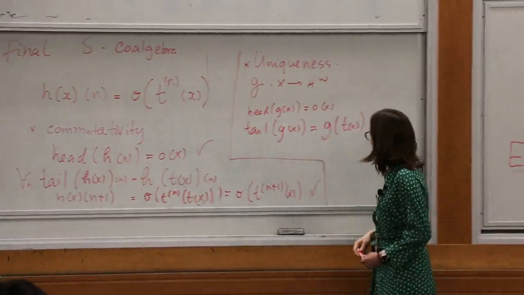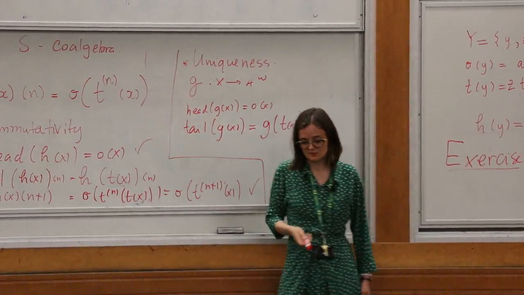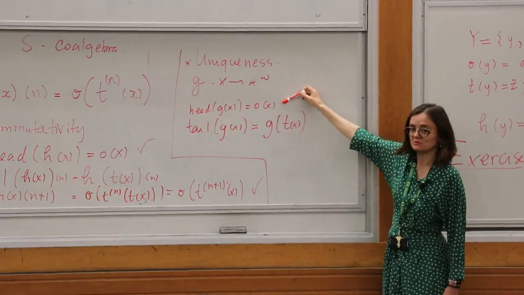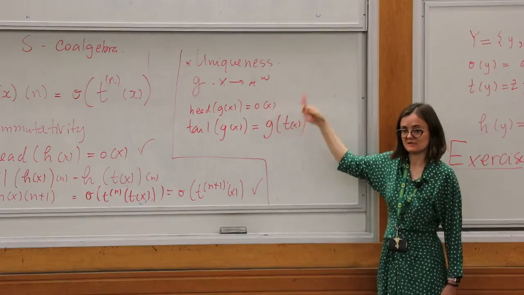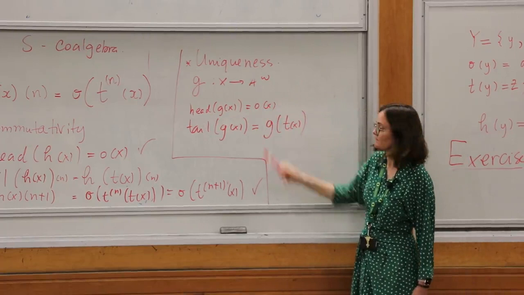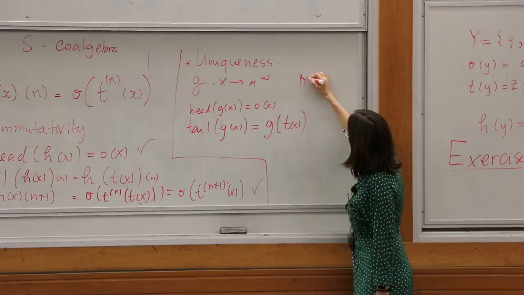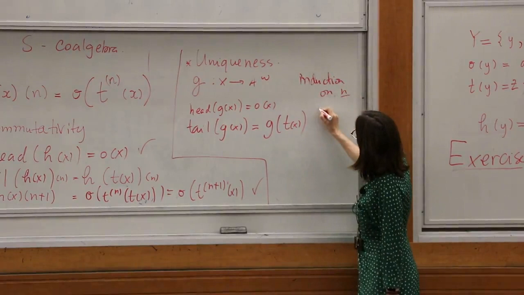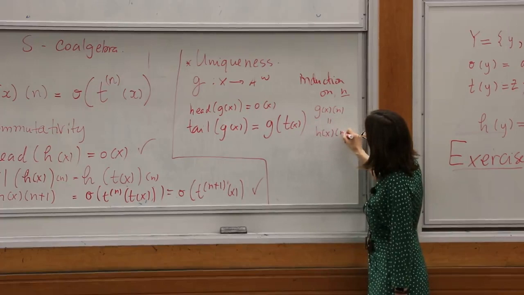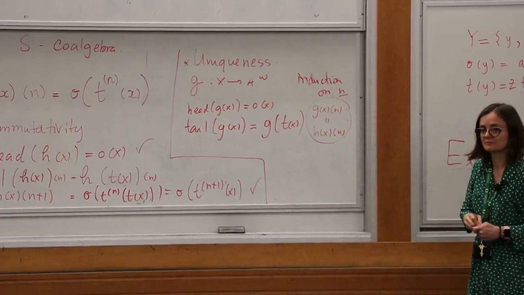We do that by induction on n. So for n equals 0, we know that g associates Ox, because that's by the definition of the commutativity. Okay? And then you basically just use this equation and induction to recover exactly that. So this is by induction on n. We show that g of x of n equals h of x of n. And it is a routine calculation. Okay? So exercise.